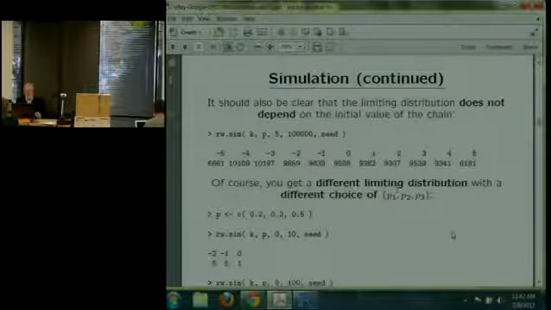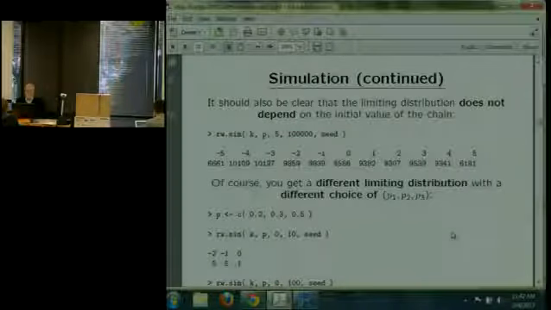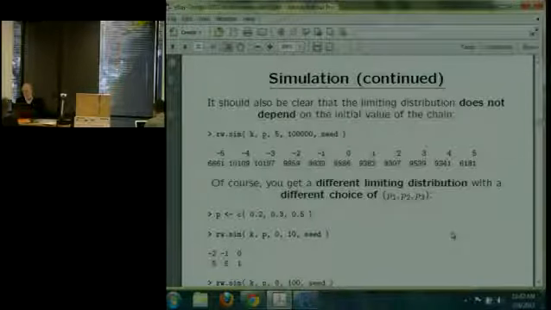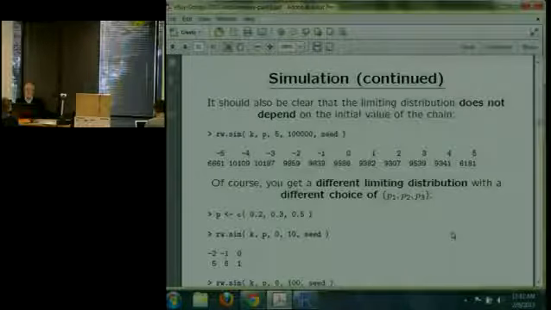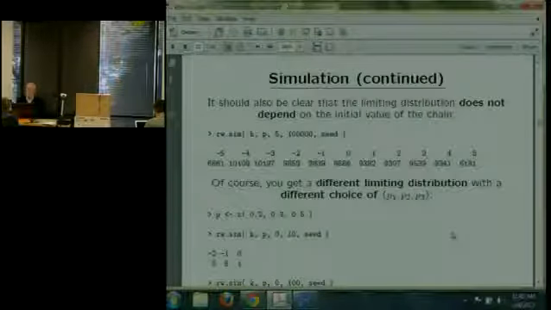Now, of course, you get different limiting distributions with different choices of P1, P2, and P3. Suppose I set things up so that it only had 20% chance of moving left, 30% chance of staying where it is, and 50% chance of going to the right. Then what do you expect the equilibrium distribution to look like now?